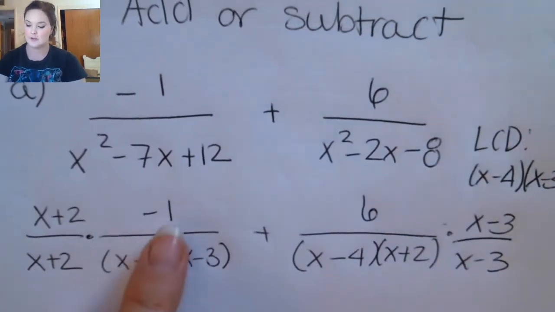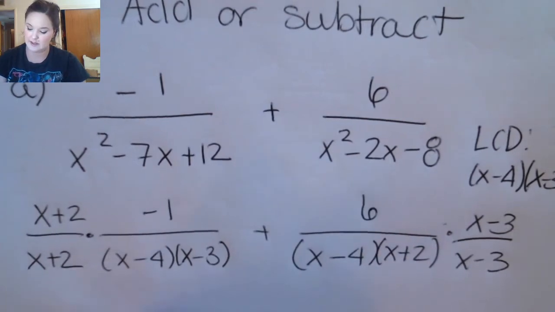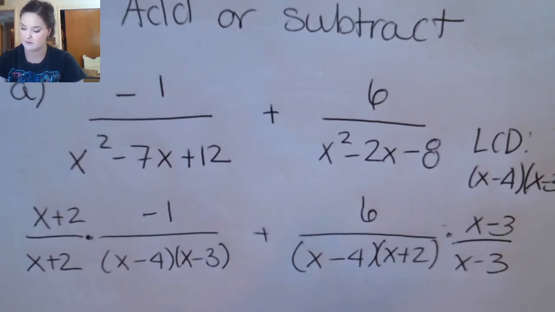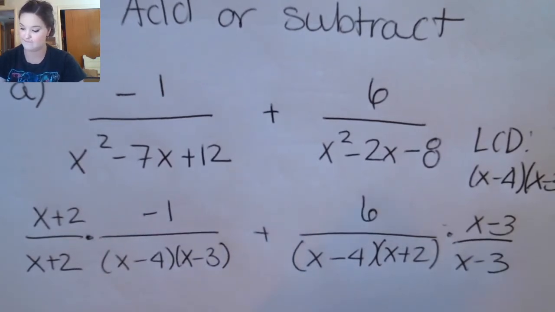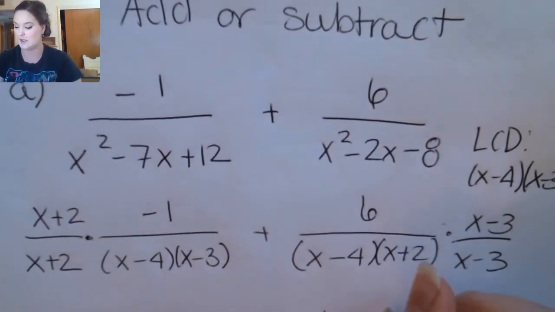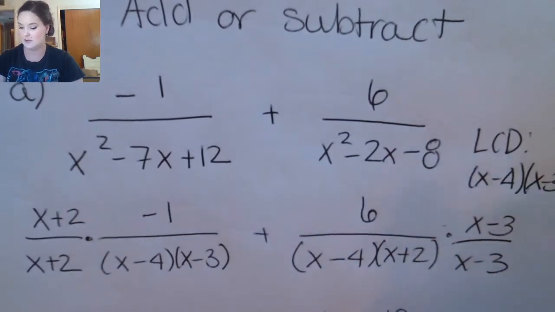Okay, so let's multiply. Negative 1 times x is negative x. Negative 1 times 2 is negative 2 over my LCD. Okay, 6 times x is 6x. 6 times 3 is 18 over my LCD.